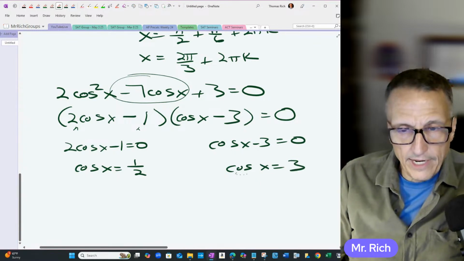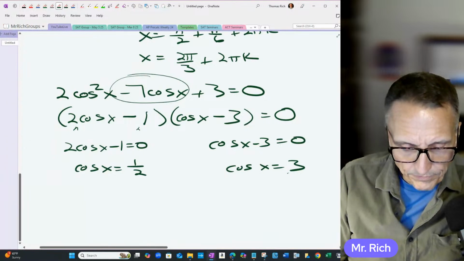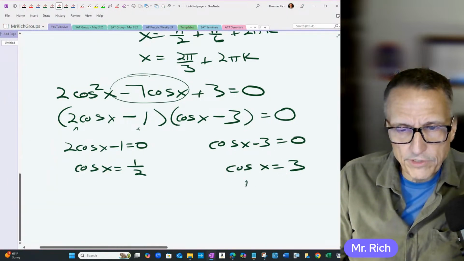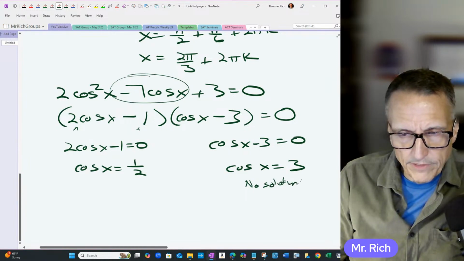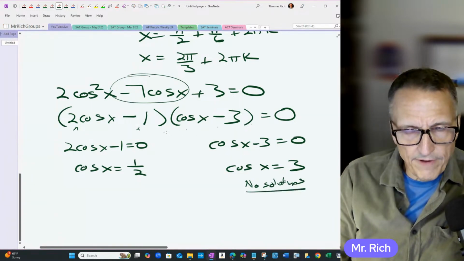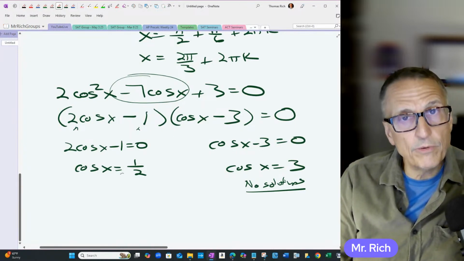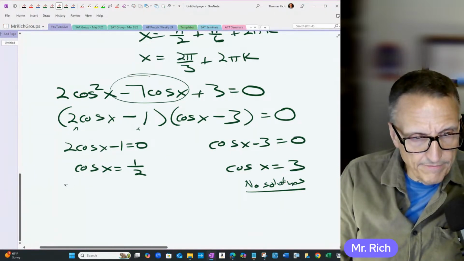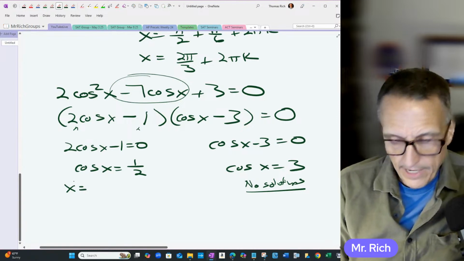Now cosine and sine both are never going to reach a value of 3 because their outputs are from -1 to 1. So this yields no solutions for x. All right, but that's okay. It just means this factor will not give us any solution to the overall equation, but this one is going to, because I know that cosine will be 1/2 at two different angles within 0 to 2 pi.